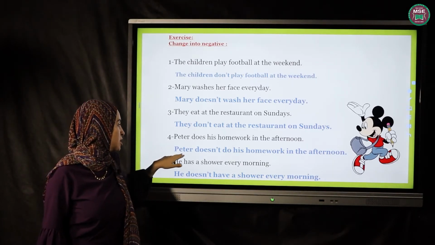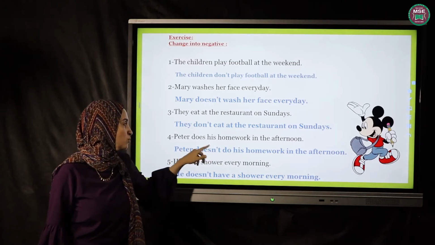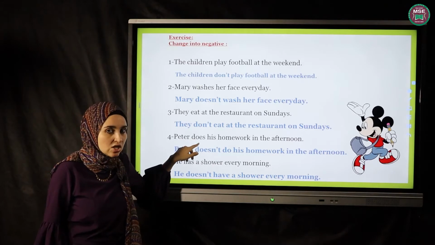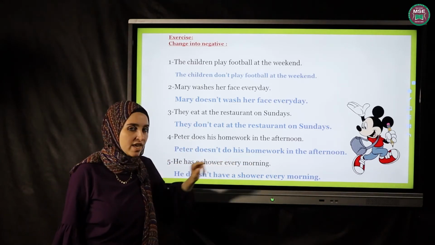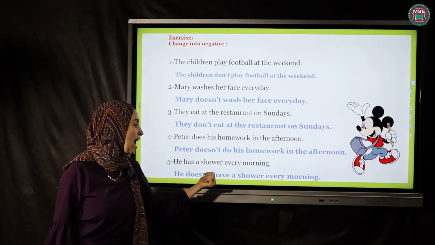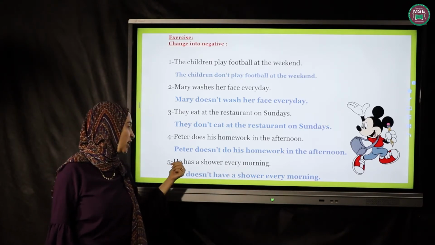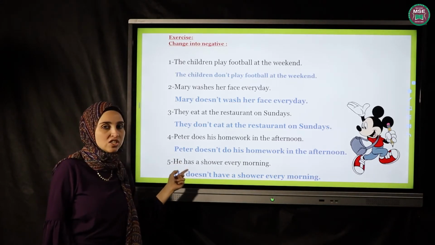Number 4, Peter doesn't do. Peter doesn't do because the main verb here is does. Peter doesn't do his homework in the afternoon. And the last one here, he doesn't have a shower every morning. I changed has to have because I have doesn't.